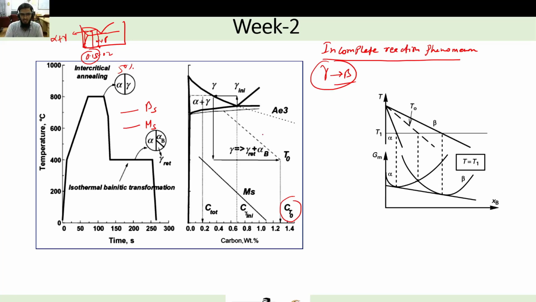So whatever we have so far, that is ferrite plus bainite plus retained austenite, only this much will be left, because after this temperature, that is the T naught temperature, and in thermodynamic terms we call it an allotropic phase boundary.